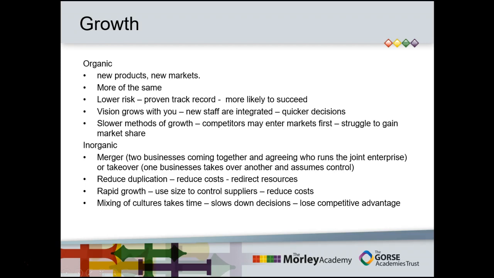When you talk to or listen to people who've set up businesses, particularly big businesses, one of the things that they will talk about is how the vision and the culture within an organisation grows. Now, when you set up a business, you have an idea about the way that you want it to run, what it stands for, how you expect your workers to behave. With organic growth, as that business grows, the new staff that come and work for you are integrated into this organisation. So they will work in the way that you expect them to do.